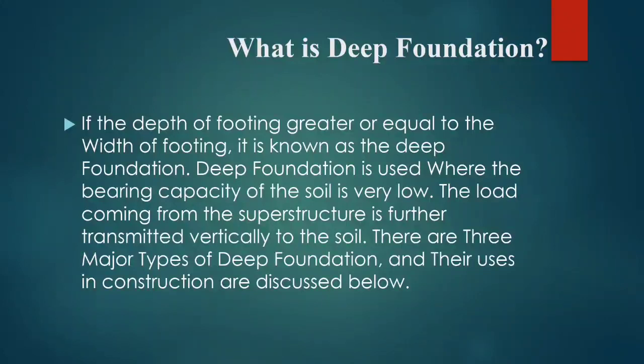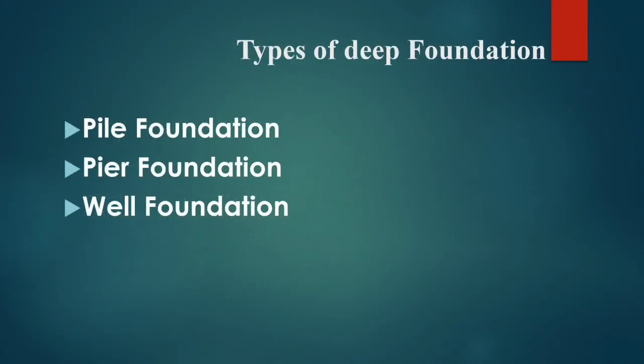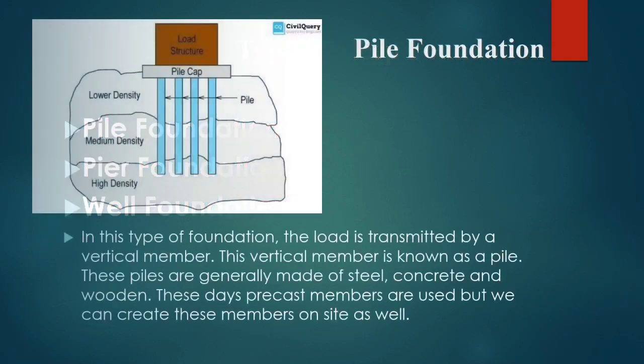Another thing about deep foundation is that it is a type of foundation that transfers building loads to the earth farther down from the surface than a shallow foundation does, to a subsurface layer or a range of depths. So, for the three major types of deep foundation, we have pile foundation, pier foundation, and well foundation. First, for pile foundation, in this type of foundation, the load is transmitted by a vertical member. This vertical member is known as a pile.